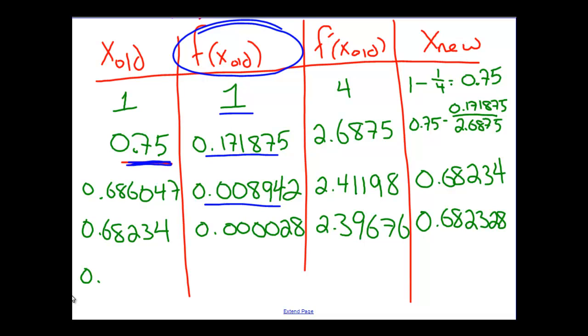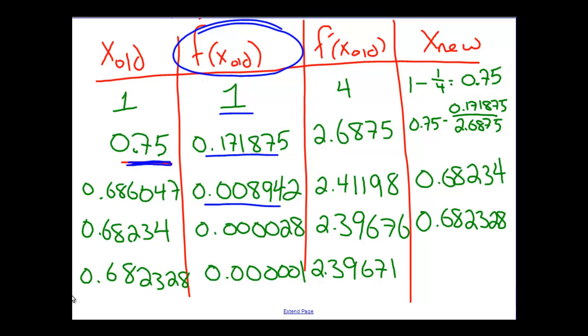So if we go ahead and plug this in, we end up with 0.682328, and evaluating the function at that x value gives me a very small value, 0.000001. Okay, and in fact, with the settings I had on my calculator, this is the smallest value that it could record other than 0. The derivative at that x value of 0.682328 is 2.39671, and that gives me a new x value of 0.682328. And if you notice, these particular values are identical. These are equal values. So to 6 decimal places, Newton's method doesn't give me anything different than that.